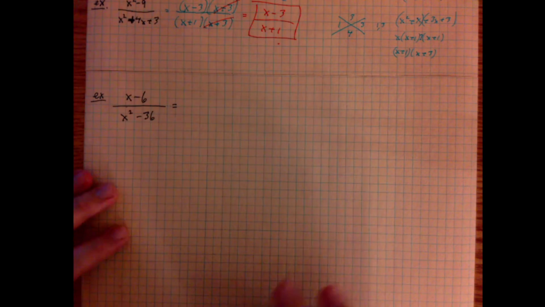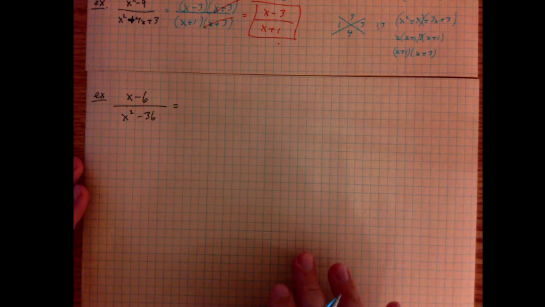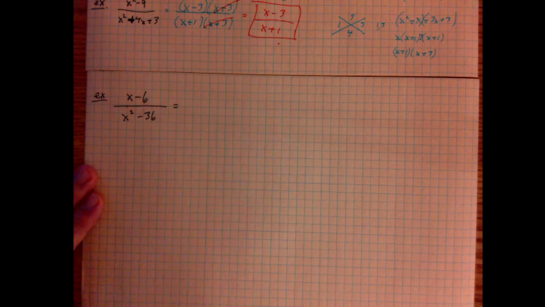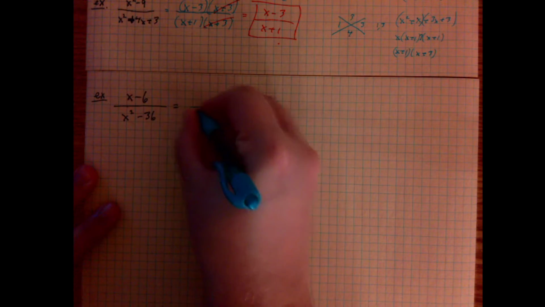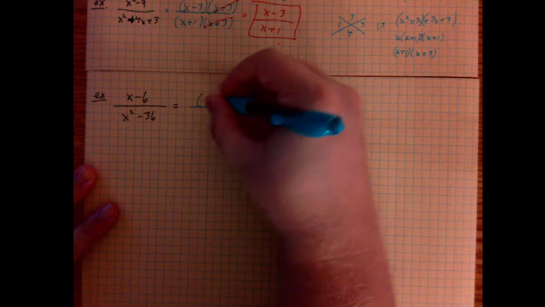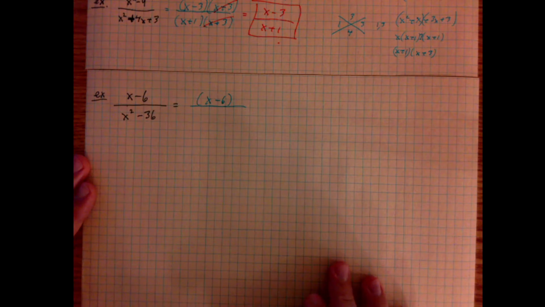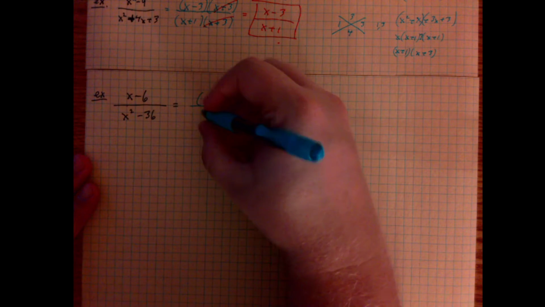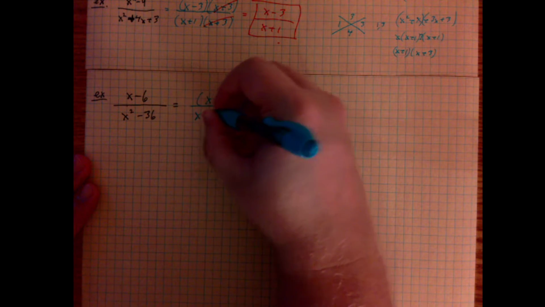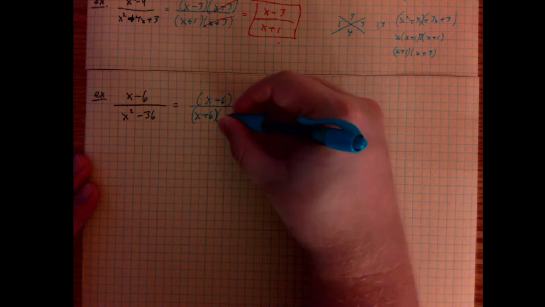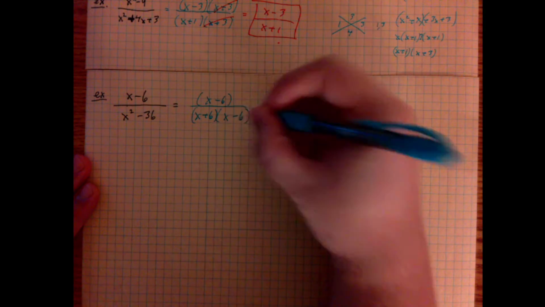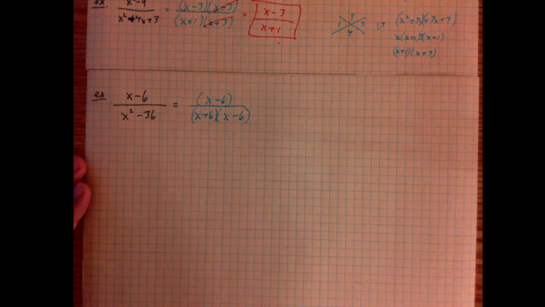This one's relatively simple to do, especially if you know your pieces. But it's important to note here that the top does not have a factor. It is just x minus 6. The bottom does factor using difference of squares again. Difference of squares appears a couple times in homework, and so knowing it well will make you a lot faster.